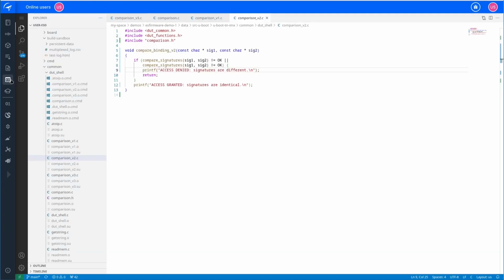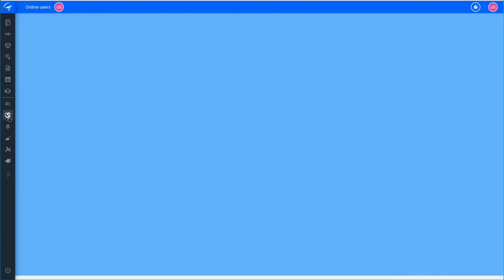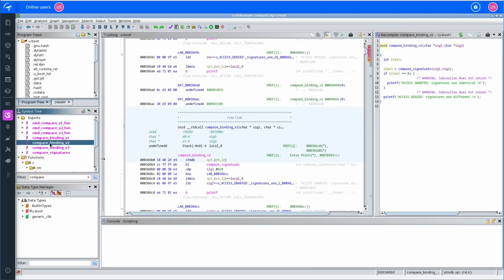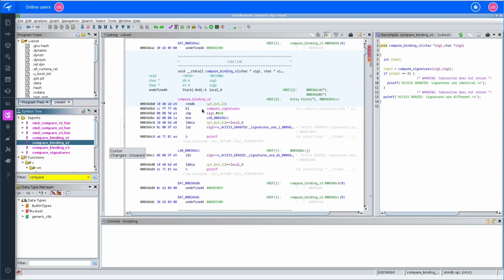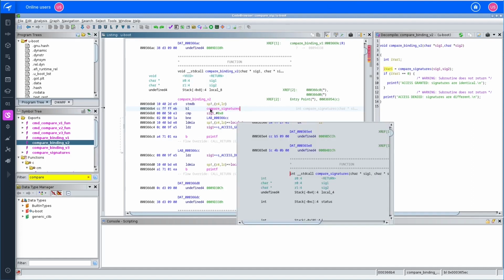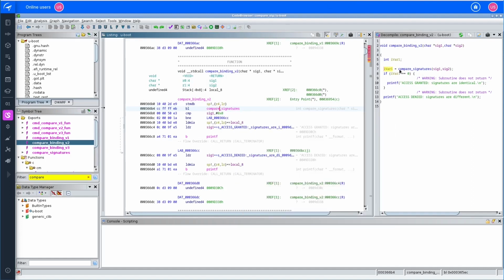In order to understand what's going on, we need to move back from the source code and return to the compiled version of the function. And if we look at it, compare binding v2, this is our function here, and we see that we have only one call to compare signature. We can verify that in the C decompiled version. Again, this is not the source code. This is really the C version of the function based on the assembly, based on what's actually compiled. And we see we have a single call to compare signatures.